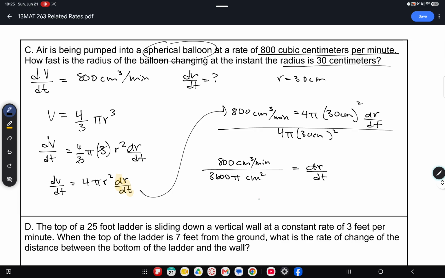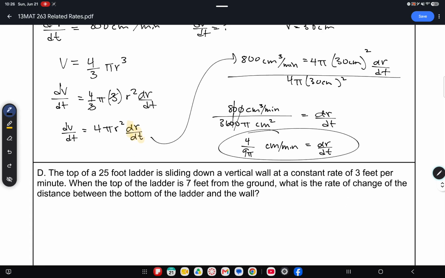Two factors of centimeters will cancel out, so I'm left with just one. The centimeters per minute is my units for dr/dt, and I probably want to reduce that 800 over 3,600. So those two zeros can go away, and then 8 and 36, I think we can divide those both by 4. So 4/9, and then don't forget the pi. So 4/9 pi centimeters per minute. All right.